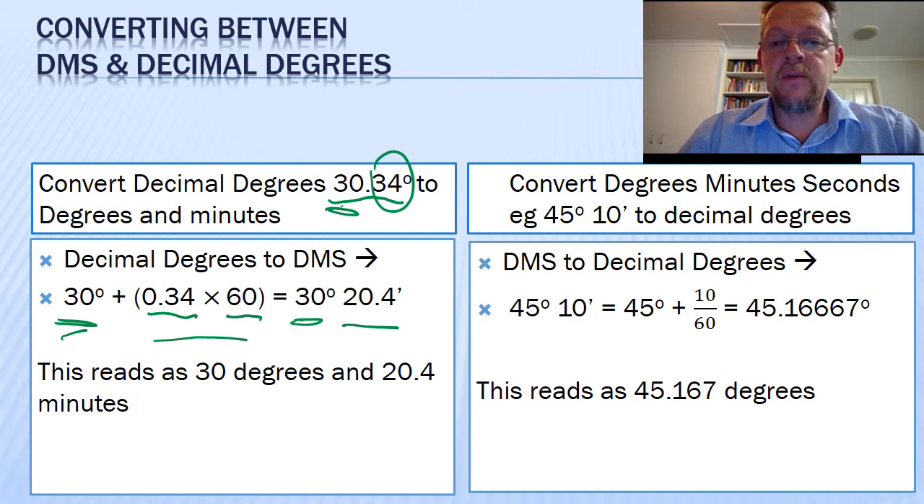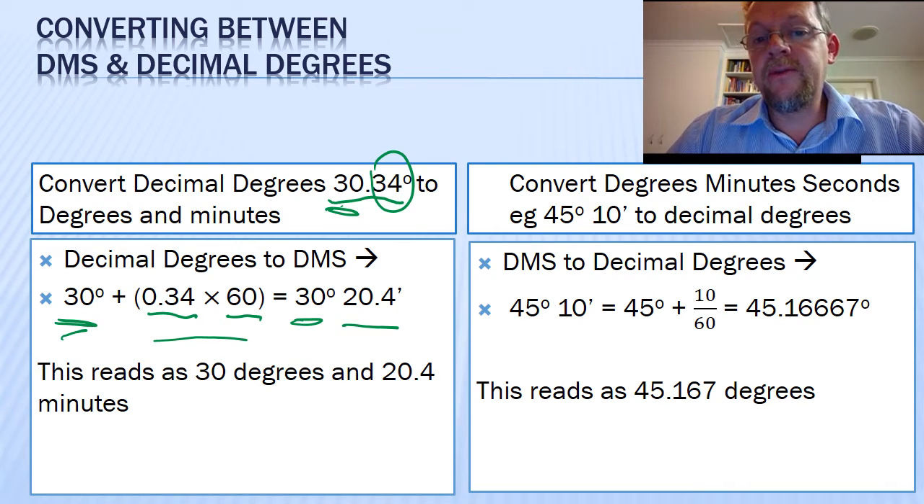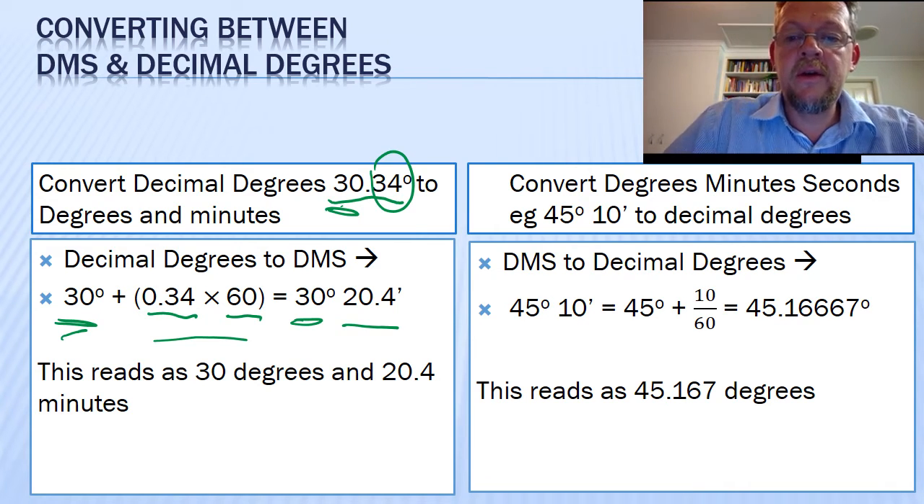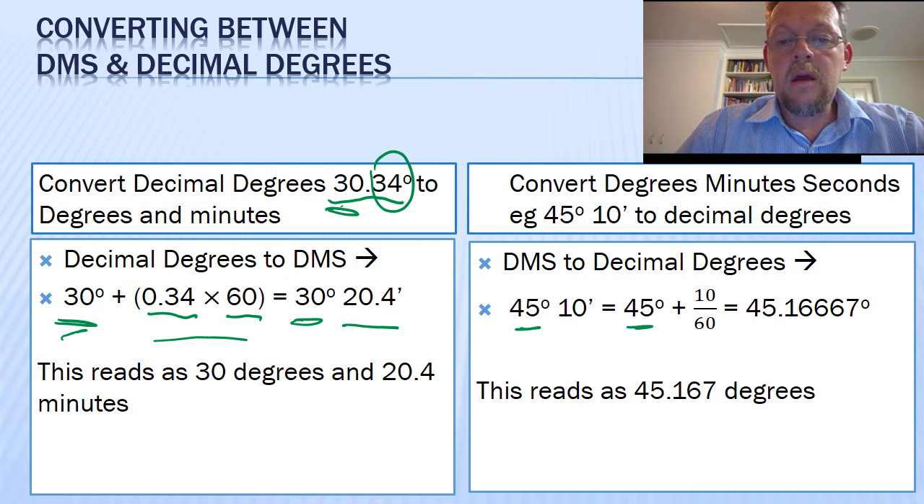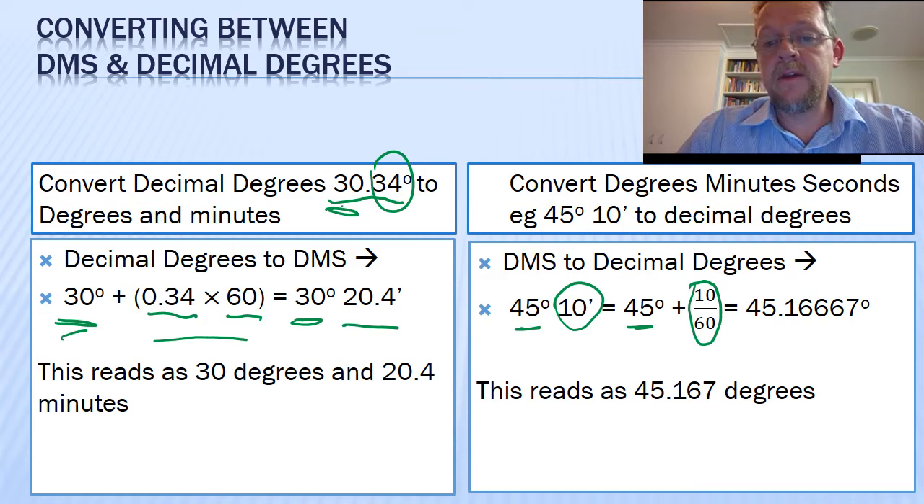If I look at the next one, converting degrees, minutes and seconds, for example 45 degrees and 10 minutes to decimal degrees, I just want to remember, here's my whole, so that's going to be straightforward, but I have 10 over 60 parts of a degree there, so I'm just going to consider that as a fraction. So I can just go 45 plus 10 over 60, and that will be like 45.167 degrees.